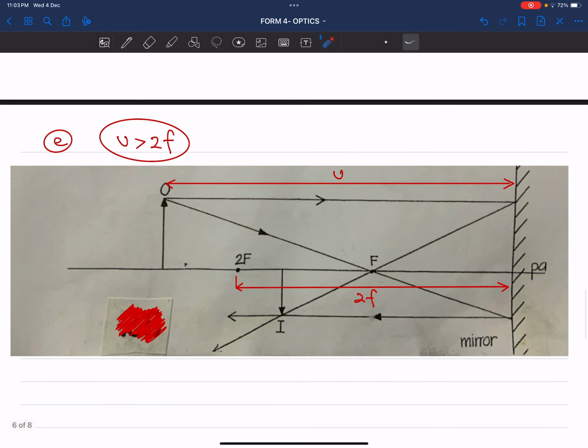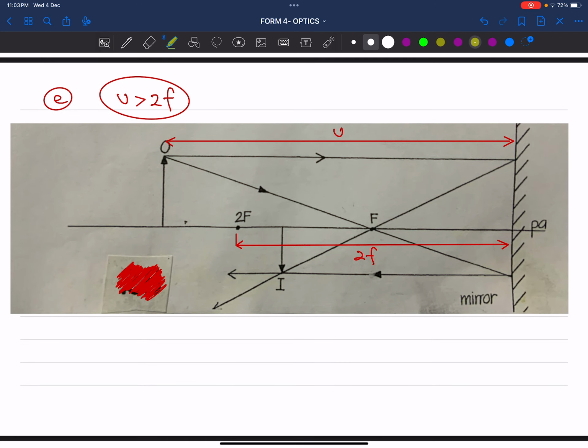Next, the case of object distance U more than 2F. F is the focal length. As usual, this vertical line of course represents the concave mirror. So you notice here, this is the object, and the object distance U, which is here, is more than 2F, which means this object is before the 2F or the C.